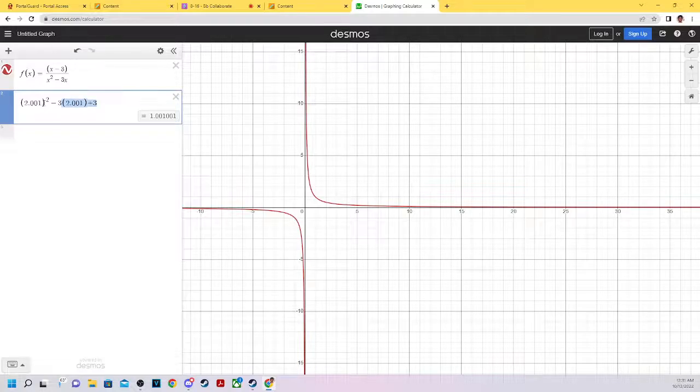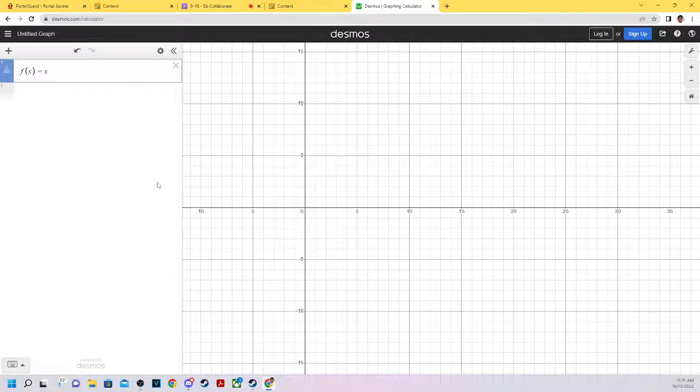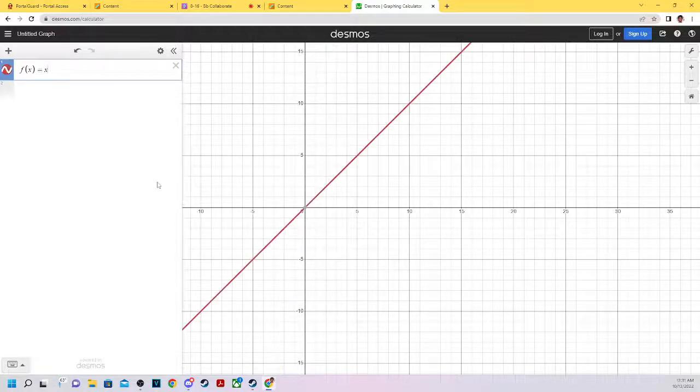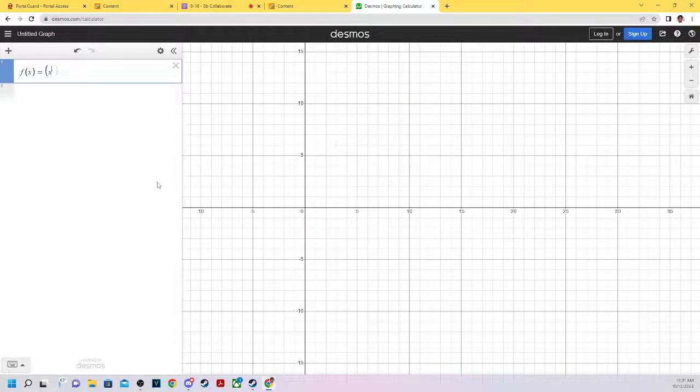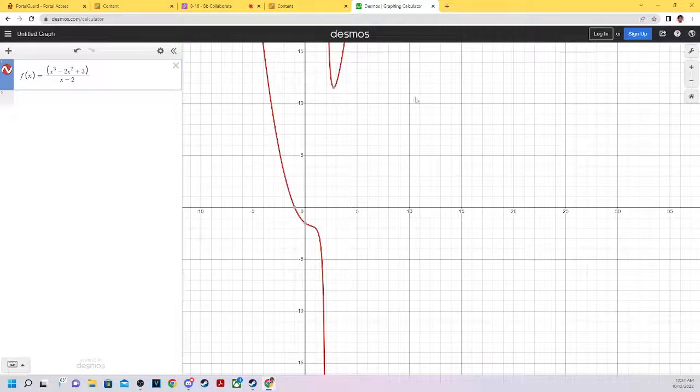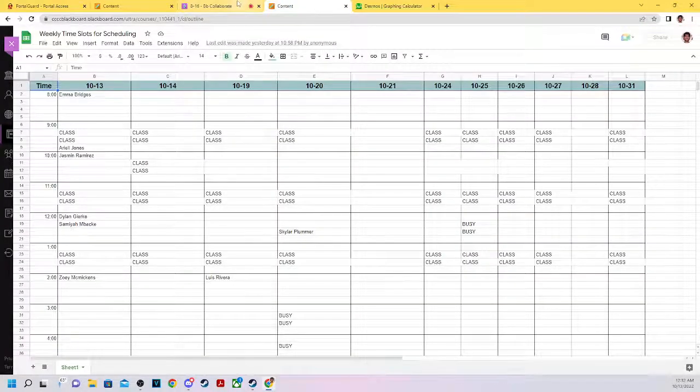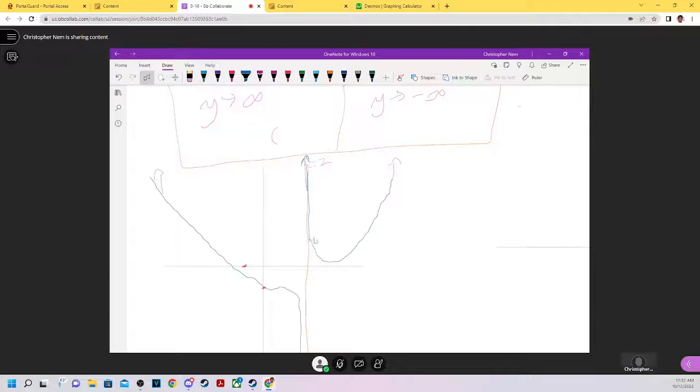So let's graph this out just to see what we have. If I wanted to graph this out, what was our function? (x cubed minus 2x squared plus 3), all divided by (x minus 2). So you see that it is similar to what we have drawn over here. We have this quadratic here, but then we have this function down here.